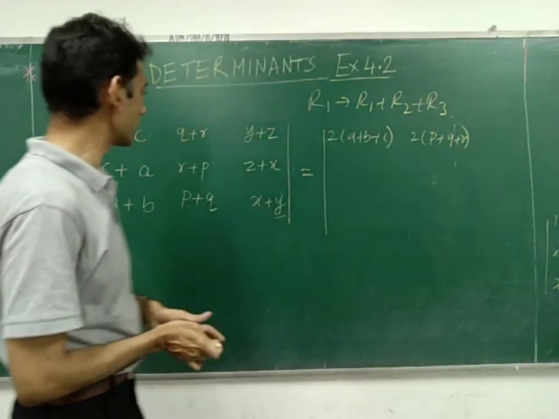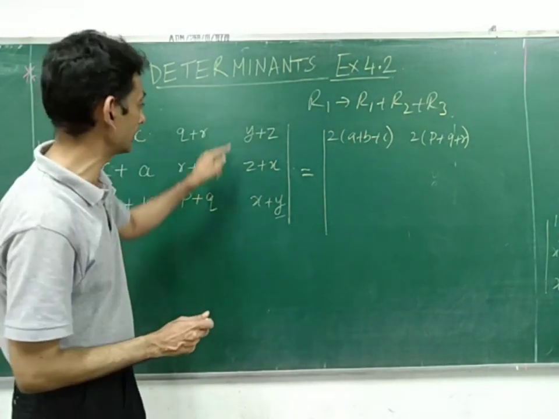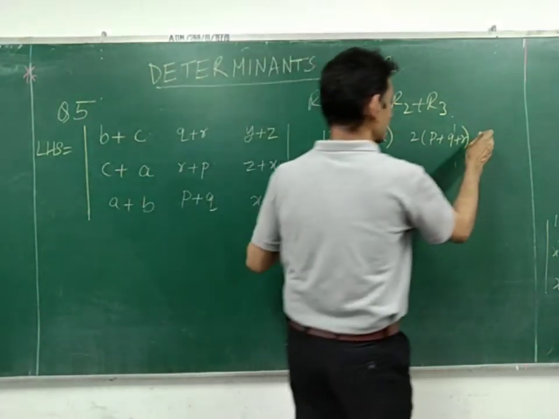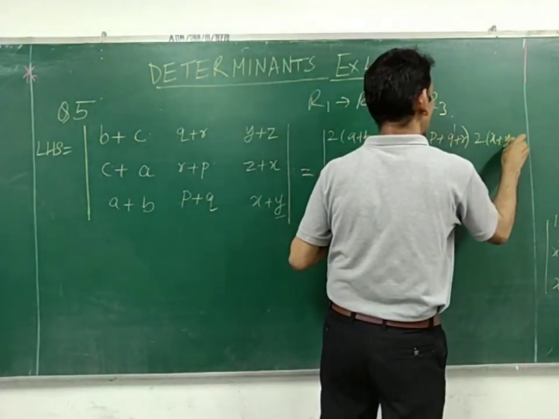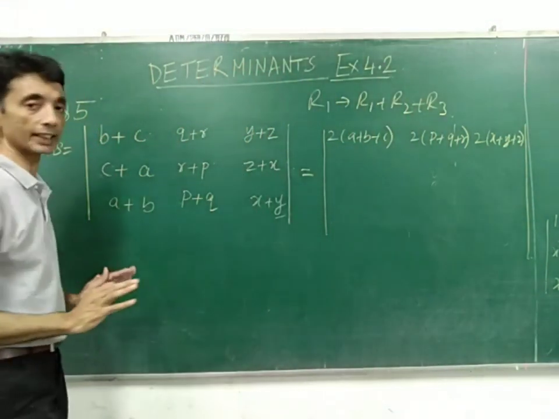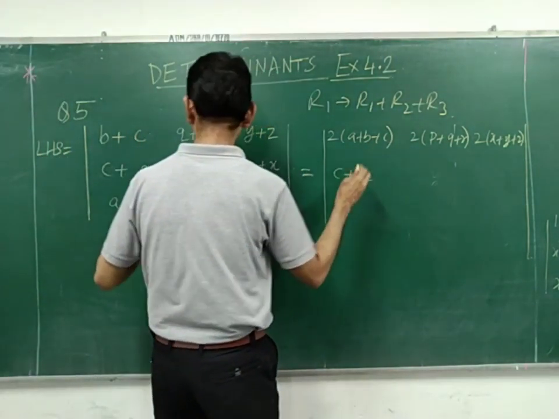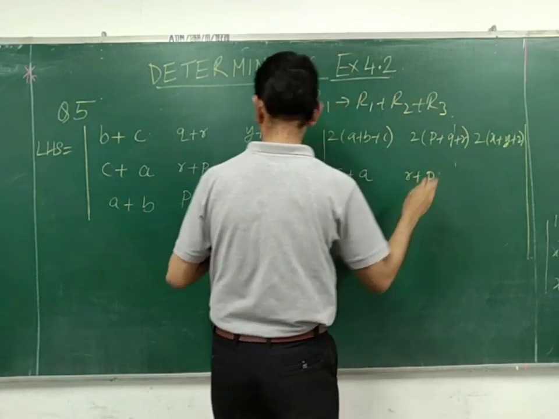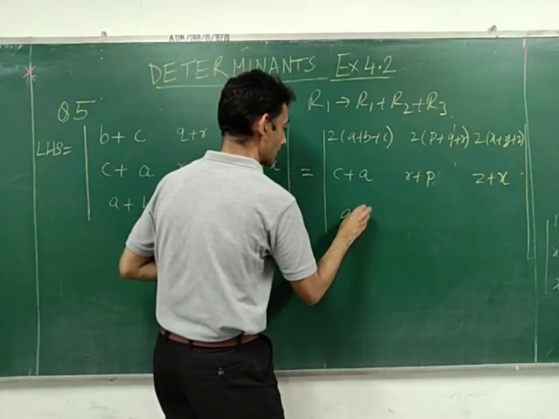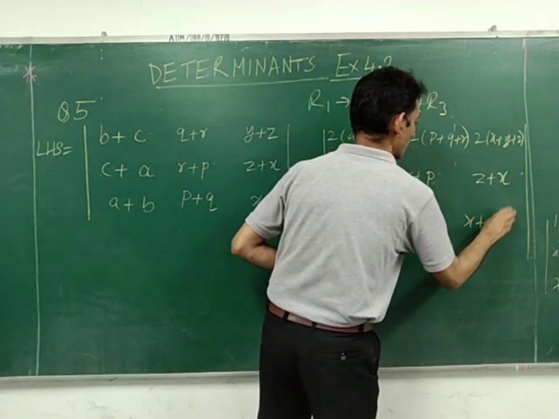Obviously you can make out what the next term will be, because there is some symmetry. Here you have seen 2y, 2z, 2x, so this will be 2(x plus y plus z). We are not changing anything in row 2 and row 3. So this is C plus A, R plus P, Z plus X, and A plus B, P plus Q, X plus Y.